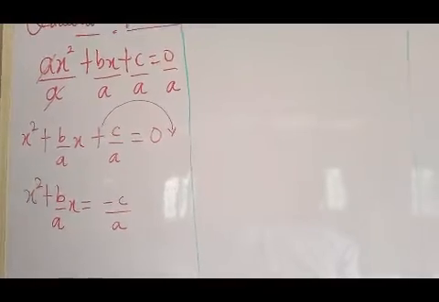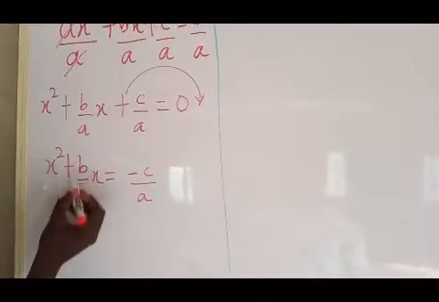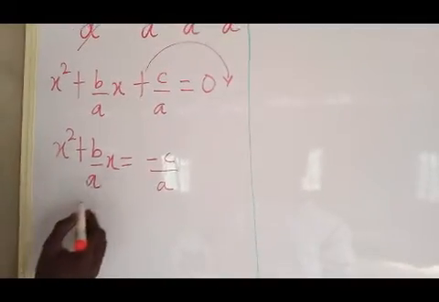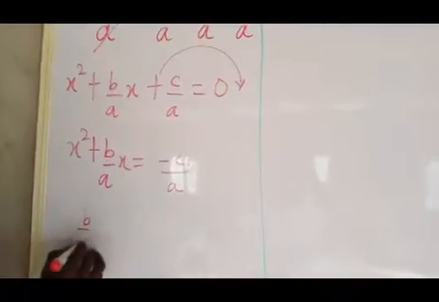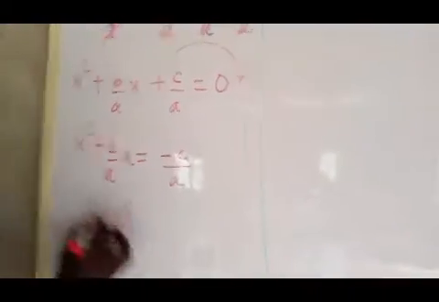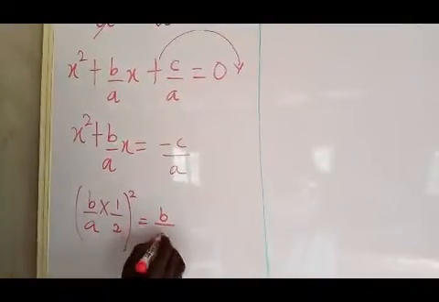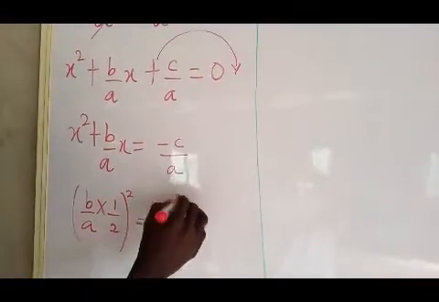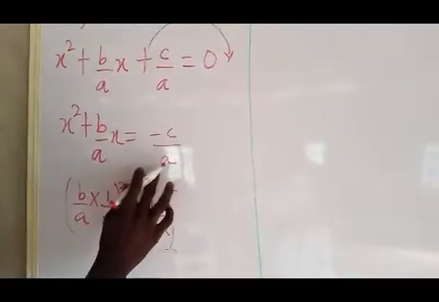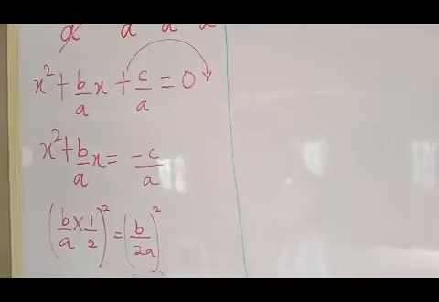Then the next thing for you to do is add the square of half of the coefficient of x. What's the coefficient of x? b over a. The square of half of b over a will be b over a times 1 over 2. So if you do that, b times 1 will give us b, a times 2 will give us 2a, then square. So now you add this to both sides. So you add it to this side and you also add it to this side. All right, so that is what we want to do.